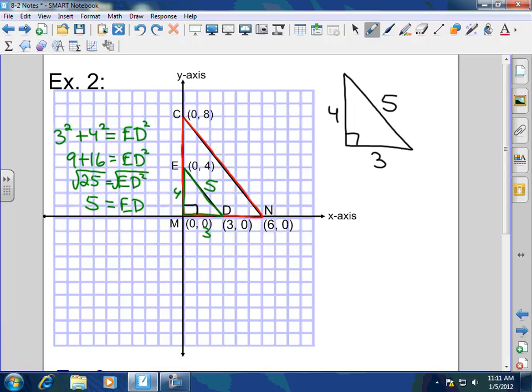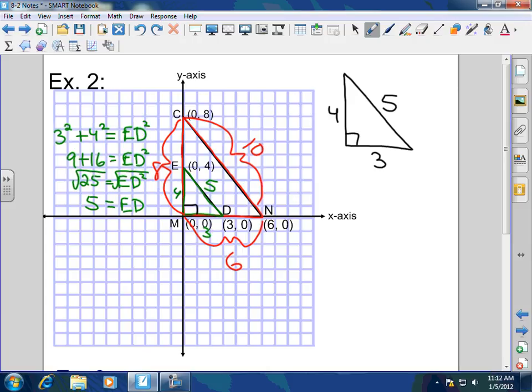So now, they tell us that MCN is a dilation with an enlargement ratio of 2 to 1. So if MCN is 2 to 1 of MED, what would MN be now? 6, because you multiply by 2. What would CN be? 10, because you multiply by 2. And what would MC be? 8, because you multiply by 2. Does that make sense, gentlemen?